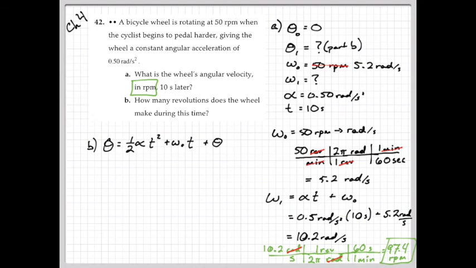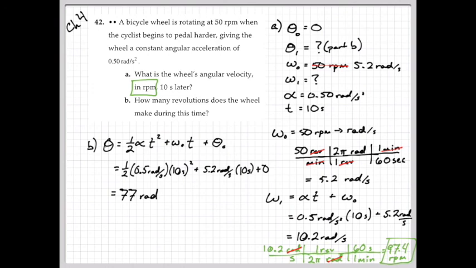Okay, so now we go through and plug in our numbers. So that's 1/2 of 0.5. The time was 10 seconds. Don't forget to square that. The initial angular speed, remember, in radians per second, was 5.2. Again, time was 10 seconds, and we started with no angular displacement. So we crunch all this out, and you get a nice and even 77 radians. Okay, and again, that is our answer.